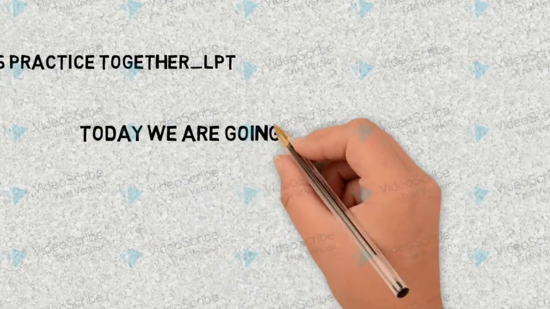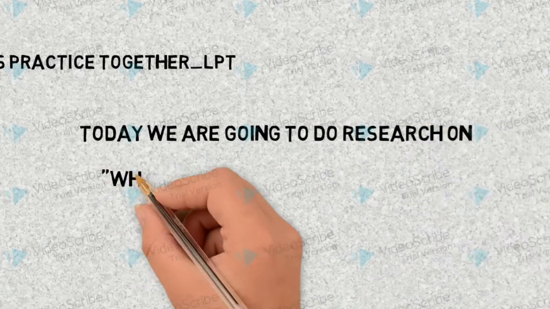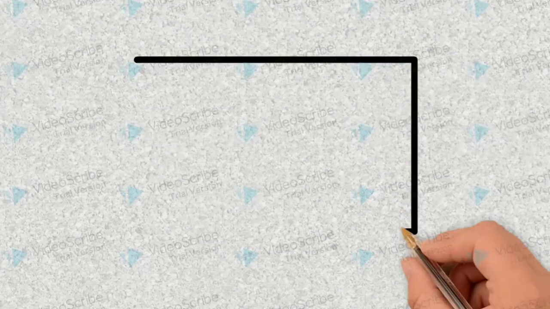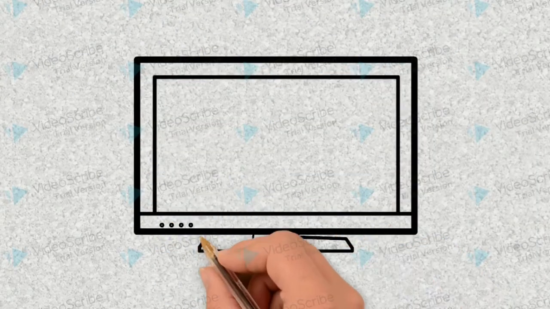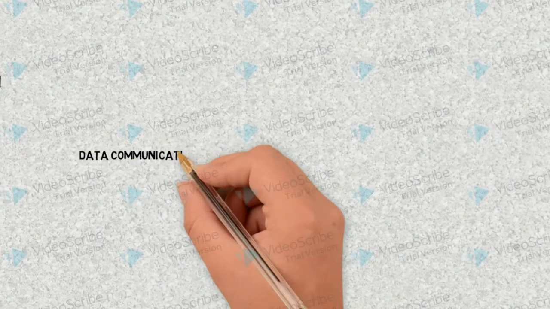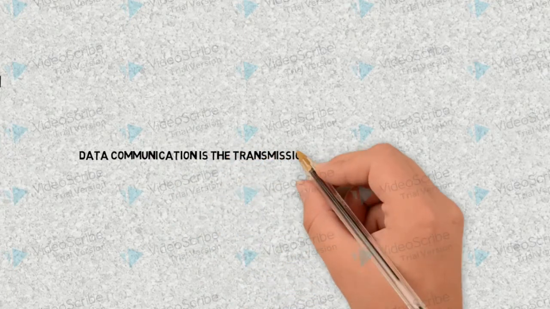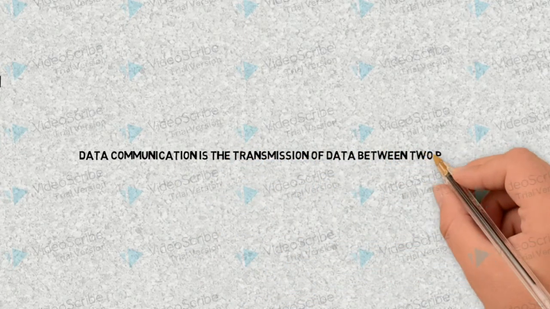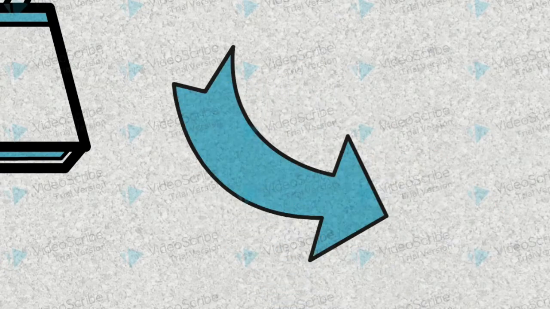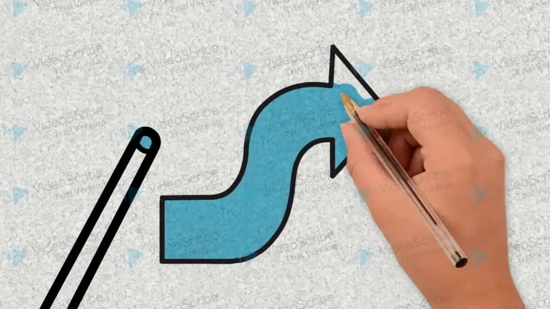Today we are going to do research on what is data communication. Most of the computer science subject students are confused after listening to what is data communication. So, data communication is the transmission of data between 2 points. A data communication system is a collection of hardware and software arranged to communicate information from one location to another location.